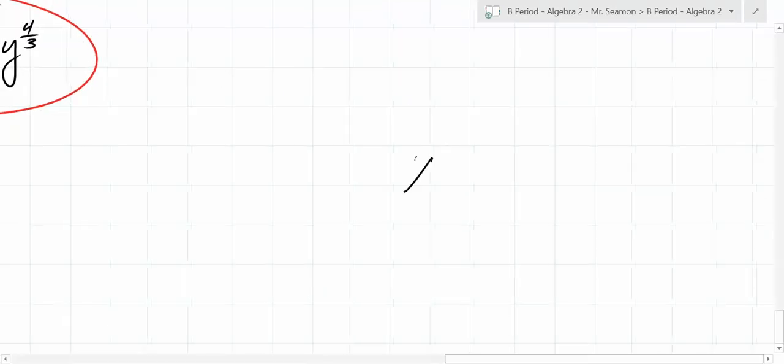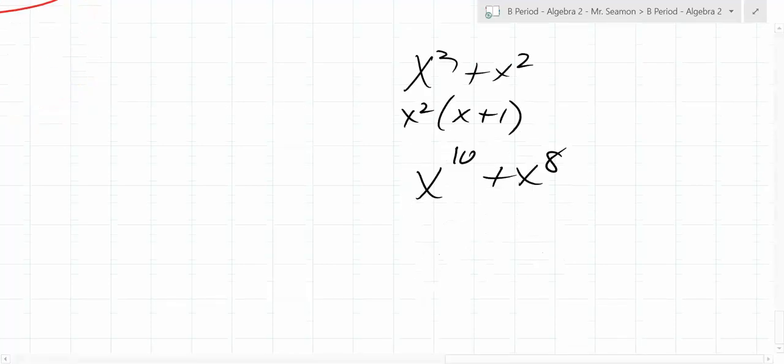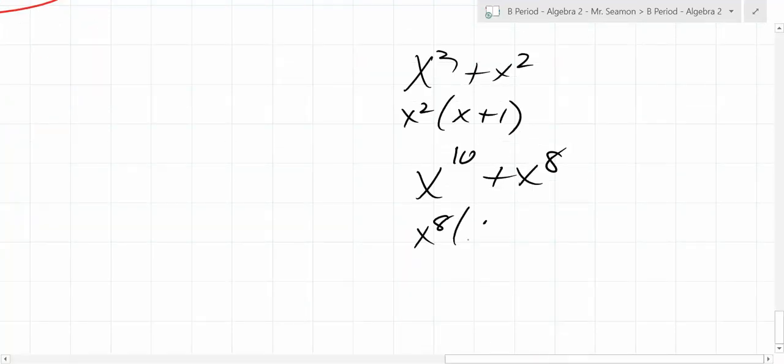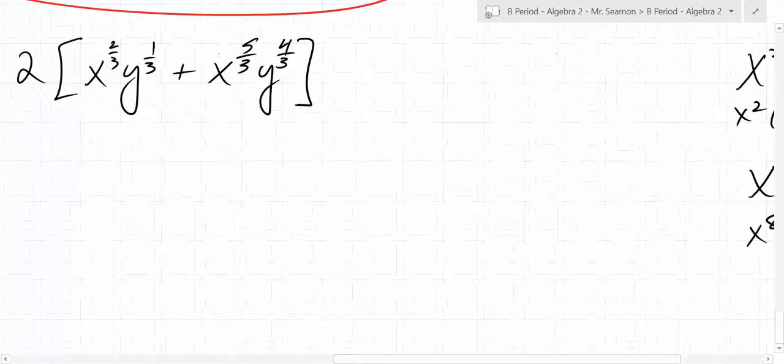The challenge is that what you're essentially doing now is factoring things out. For example, if I had x cubed plus x squared, what can you factor out of both? x squared, and it's going to be x plus 1, right? What about x to the 10th plus x to the 8th? What can you factor out? Yeah, you have x to the 8th times x squared plus 1. Why did you choose x to the 8th? Because it's the biggest power. It's the smallest power, actually, right?